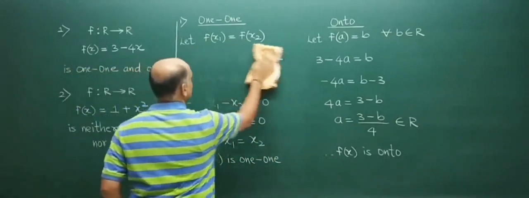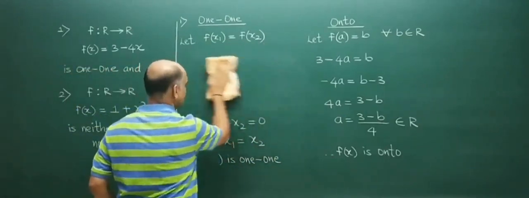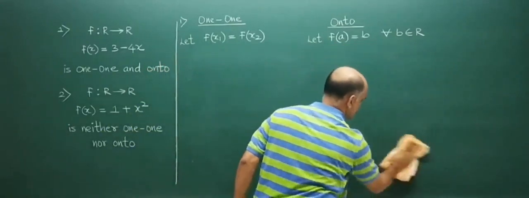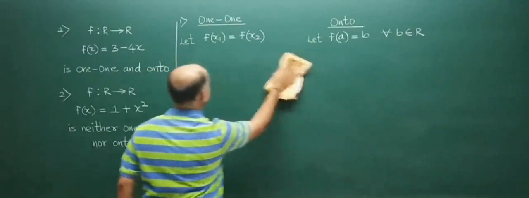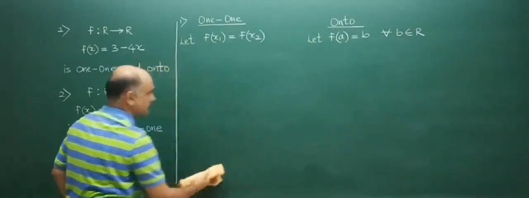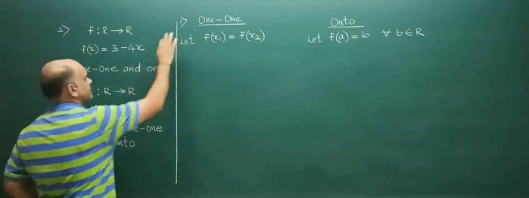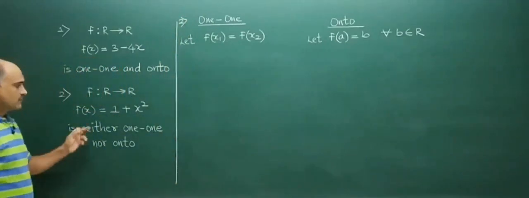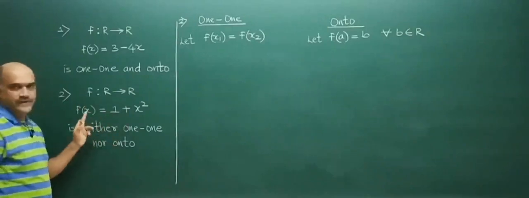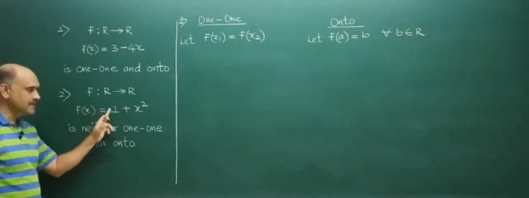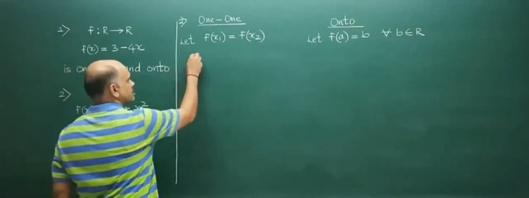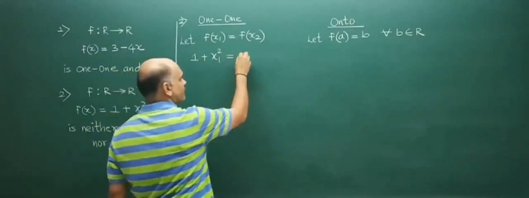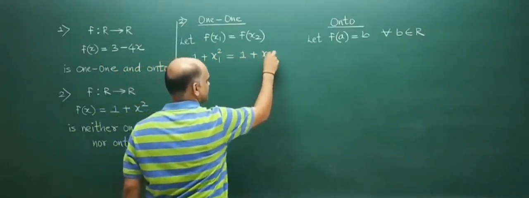In the second, what it says is that the function is neither one-one nor onto. So first one-one I will take. This is for the second problem. One-one: 1 plus x squared. f of x1 will be 1 plus x1 squared. So 1 plus x1 squared is equal to f of x2, which will be 1 plus x2 squared.